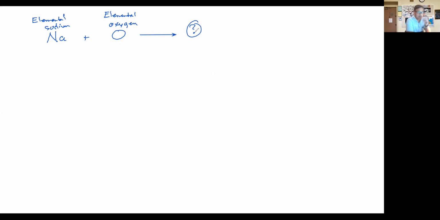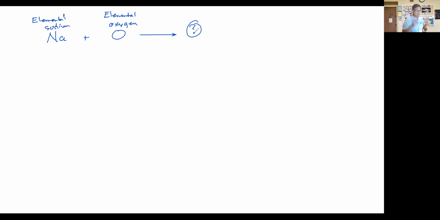Take about 3 minutes to write out this ionization reaction and show how the compound will form, what ionic compound will form between sodium and oxygen. Write down the formula for it, and then name it if you can. Take about 3 minutes to get that done, and then I'll go over it with you. Go ahead and get started with this.